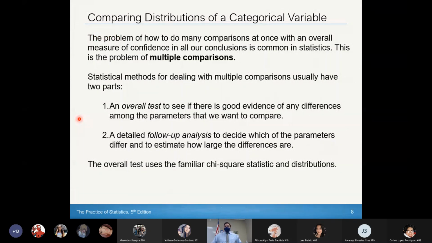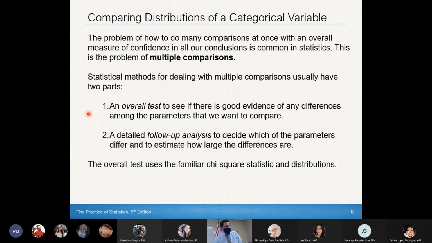The problem of how to do many comparisons at once with an overall measure of confidence in all our conclusions is common in statistics. This is a problem of multiple comparisons. Statistical methods for dealing with multiple comparisons usually have 2 parts. Number 1, an overall test to see if there is good evidence of any differences among the parameters that we want to compare. And number 2, a detailed follow-up analysis to decide which of the parameters differ and to estimate how large the differences are. The overall test uses the familiar Chi-Square Statistic and distributions.